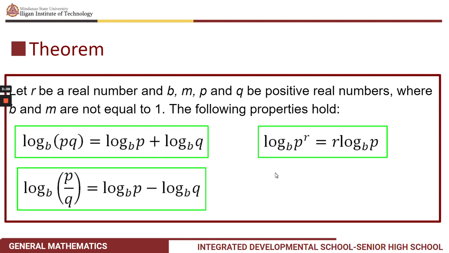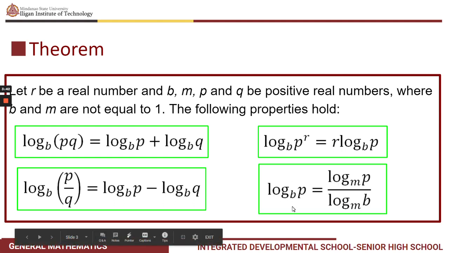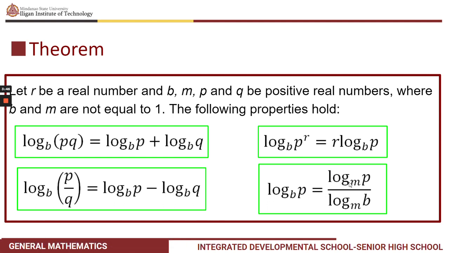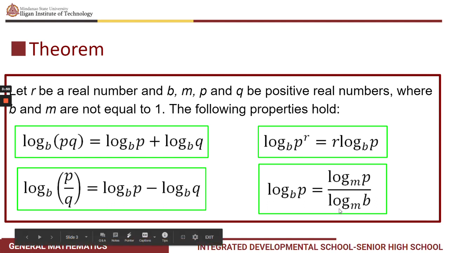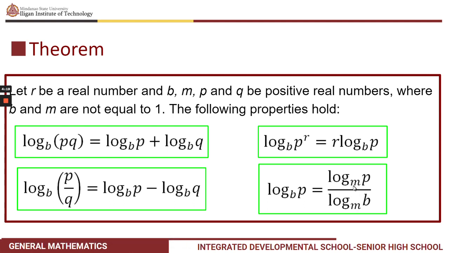And last, we have the log with base B of P, which is just equal to the log with base M of P divided by the log with base M of B. So pwede mong ihiwalay yung argument ng base. You introduce another base M. This base M can take any positive number except 1, of course. So pwede nyo siyang i-rewrite to this form. This could be 10, 2, 4, any positive real number not equal to 1. So let's try to have examples using these theorems.